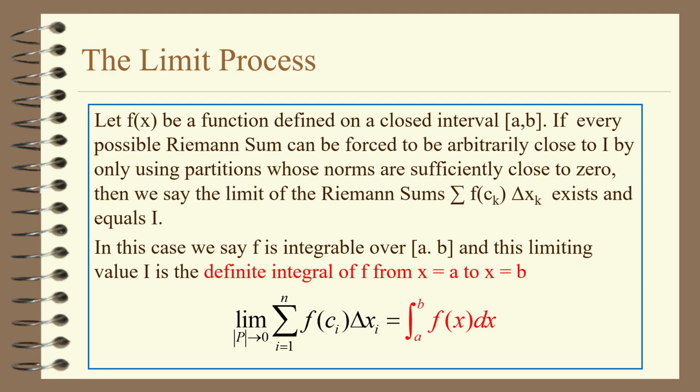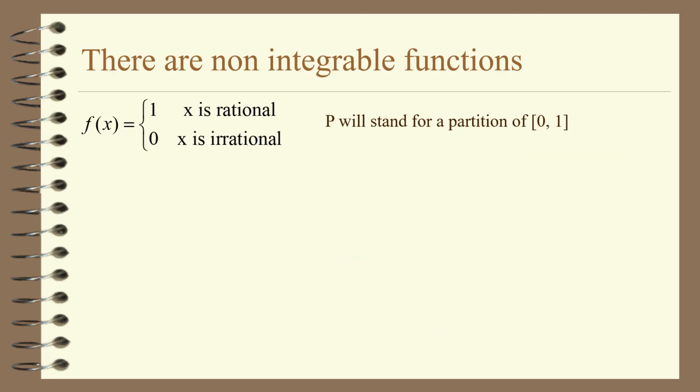In this case, we say f is integrable over the interval from a to b, and the limiting value I is called the definite integral of f from a to b. And it's written as the integral symbol you see here. Notice it's very similar to the antiderivative symbol, but they are not the same thing. This is a number. The antiderivative symbol is a function. Now you have to be careful. Not all functions are integrable.